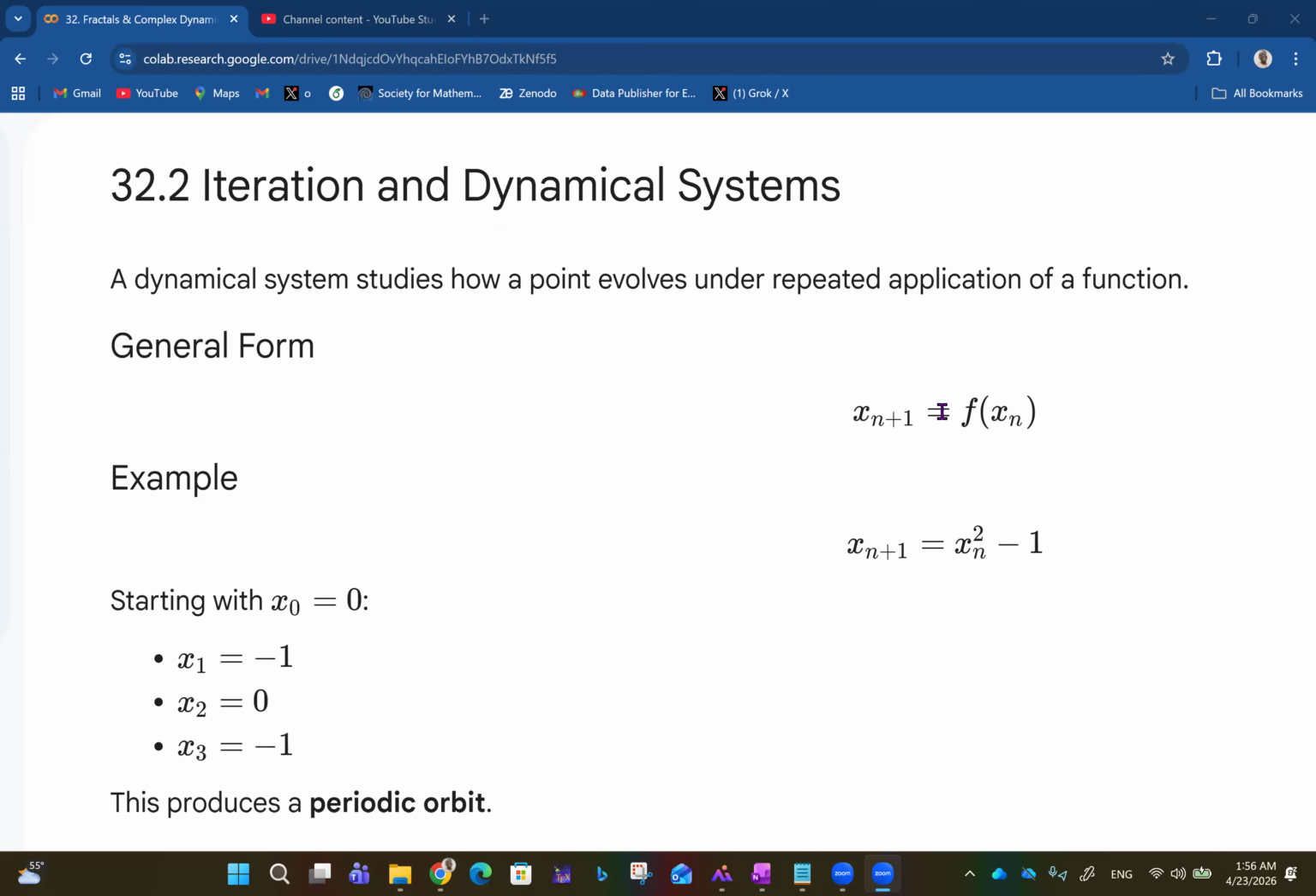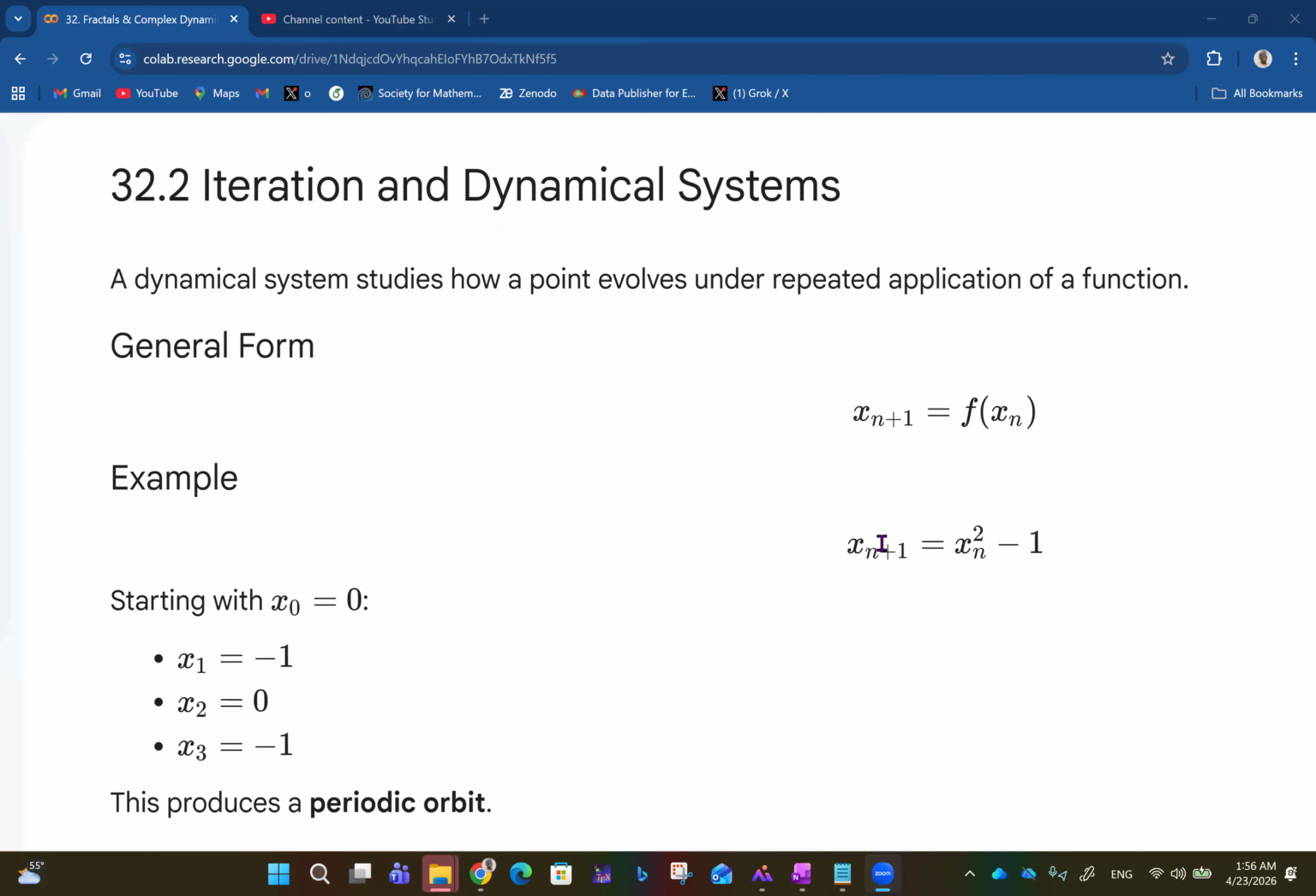So a general form of a dynamical system will be something like x sub n plus 1 equals f of x sub n. So when n is 0, you have x1 equals f of x naught. When n is 1, you have x2 equals f of x1, and it keeps going like that. A typical example will be x sub n plus 1 equals x sub n squared minus 1. If you start with x naught equals 0, then x1 equals x naught squared minus 1, that's 0 squared minus 1, so that will be minus 1.